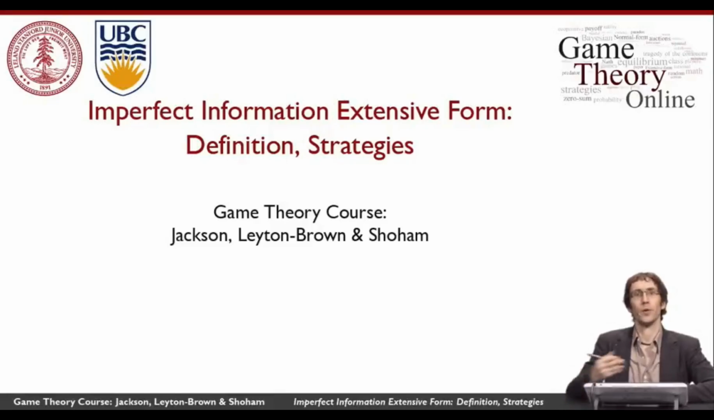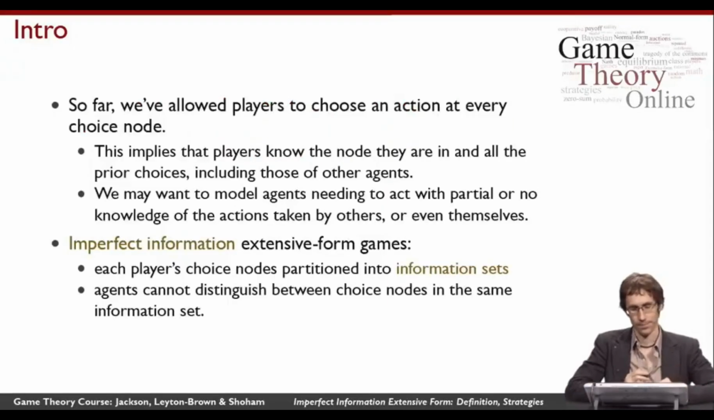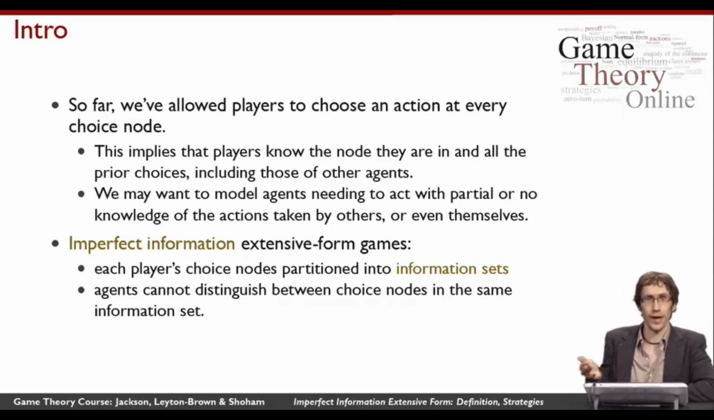In this video, I'm going to tell you about how to define formally the imperfect information extensive form and how to reason about strategies in these games. So in the perfect information extensive form, we have a player take an action at every single choice node in the game. A consequence of that definition is that players know what node they're in all the time. That means they know the whole history of all of the moves that have happened before in the game. This is reasonable for some games, like chess, where you really do get to see what your opponent does in every different move.